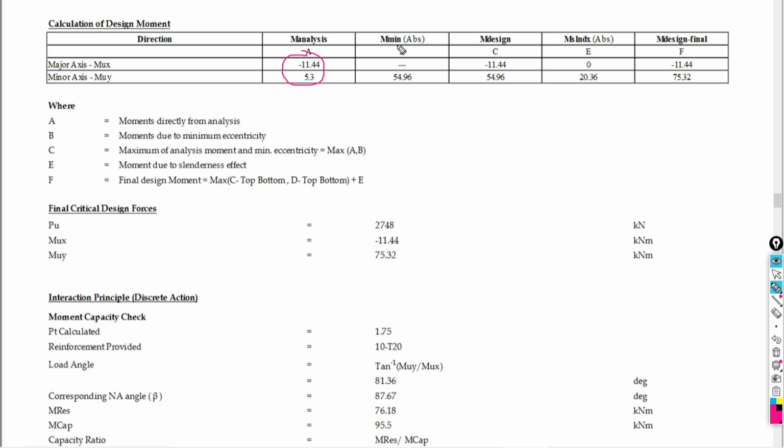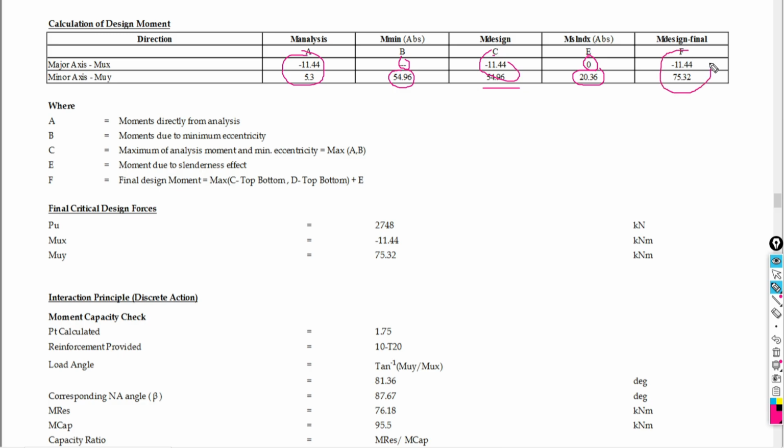Minimum movements due to eccentricity. So due to eccentricity it is not going to consider this direction because it is giving the importance to this, and that is also what we are doing. So what I said, we are going to consider 54 and 11 as it is. Additional moment in this direction is 0, and additional moment is 20.36 after applying the reduction factor.